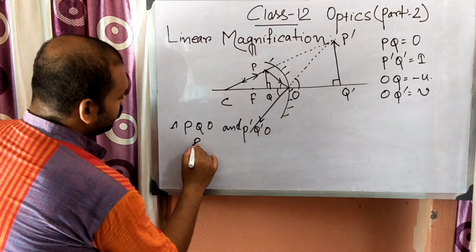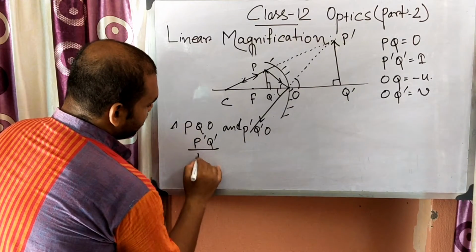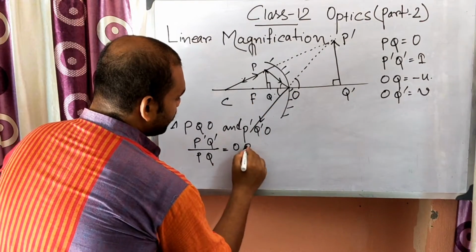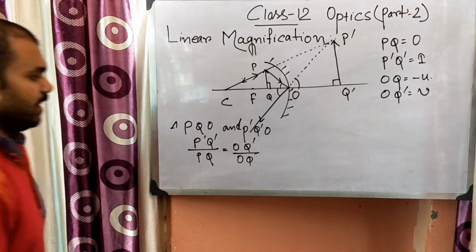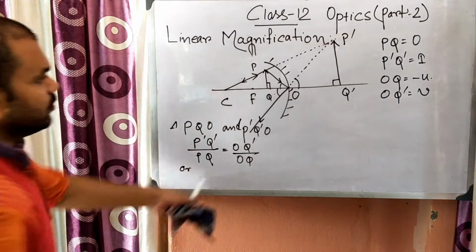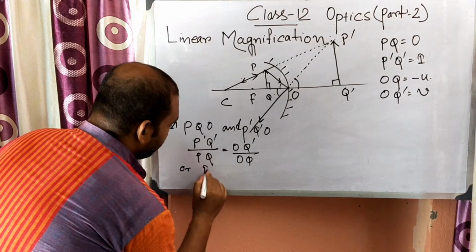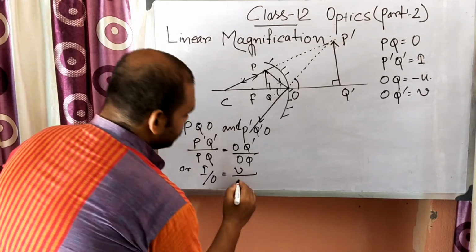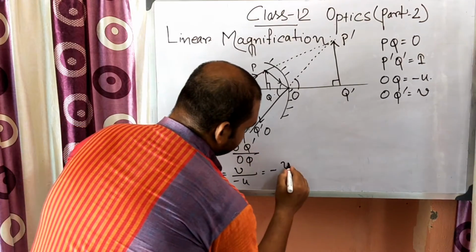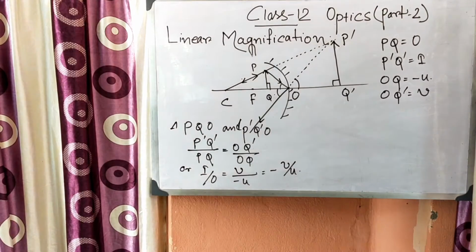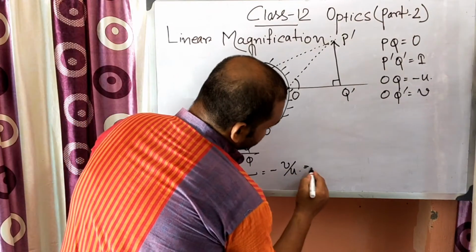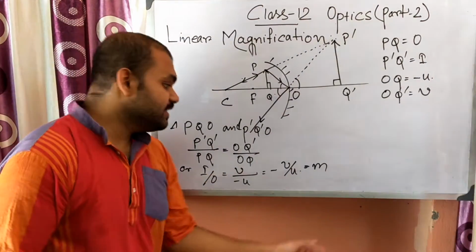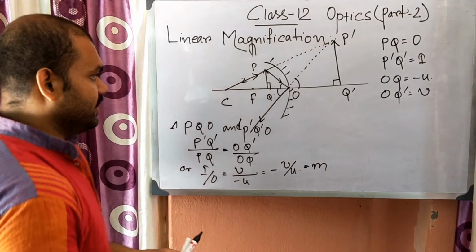So from this we can write P prime Q prime by PQ is equal to OQ prime by OQ. In this case we can write I by O is equal to OQ prime is V and OQ is minus U, so minus V by U. So here we will get the value of linear magnification by this formula itself.